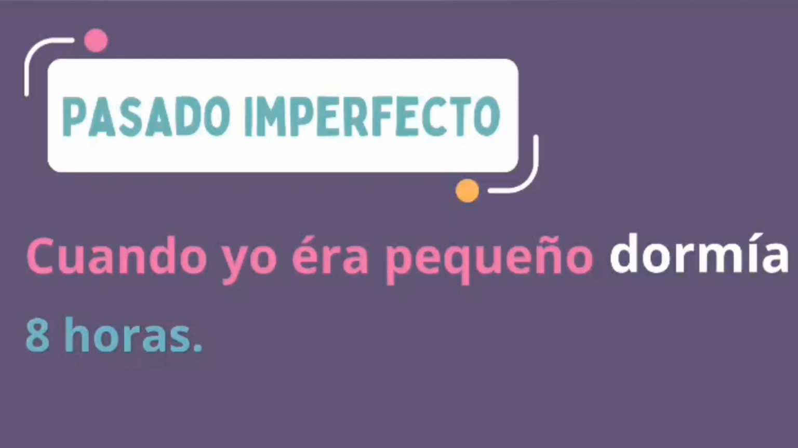Cuando yo era pequeño, when I was little, I slept, yo dormía 8 hours, 8 horas. Okay, then you have to use the imperfect past. Cuando yo era pequeño, dormía 8 horas.